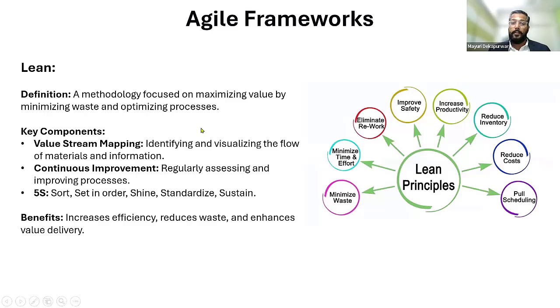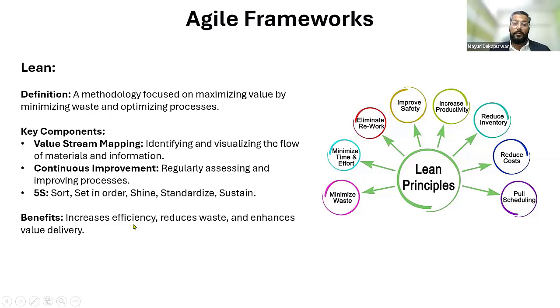If we talk about Lean is one of the Agile frameworks where we focus on reducing the waste. So it's a methodology focused on maximizing value by minimizing waste and optimizing processes. Now, key components, value stream mapping, where we identify how much waste do we have in the overall flow. So we try to map the VA and the NVA time, and then we are going to work on eliminating the NVA time as much as possible. And then continuous improvement, so regularly assessing and improving processes, and also 5S. So that is talking about sorting or setting an order and shine and standardize and sustain.